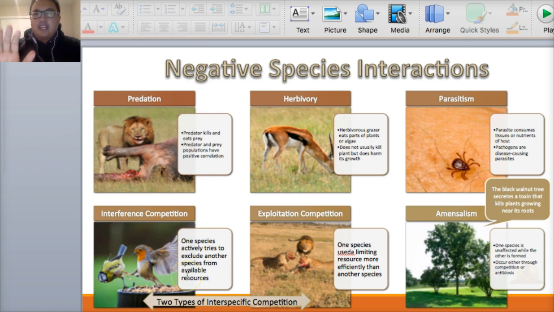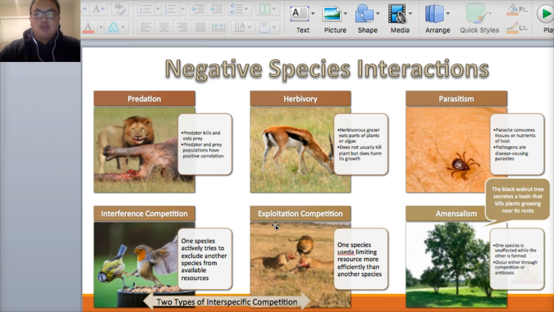Interference competition, this kind of looks like a funny picture. It looks like the bird is kicking or pushing the other bird off this platform here. But interference competition is when one species actively tries to exclude another species from available resources. So if there's one resource and two species want it, like for example, this looks to be a location, or maybe it could be food, and I actively try to get you off it or get off my stuff, that's called interference competition.